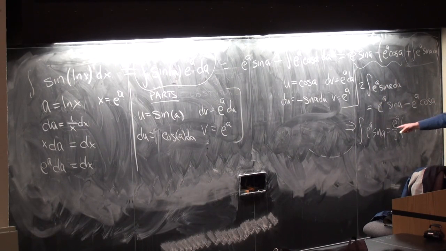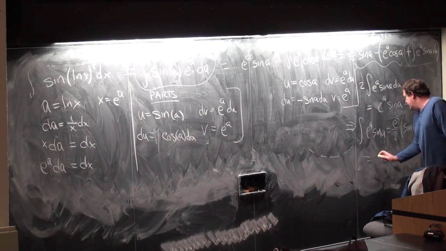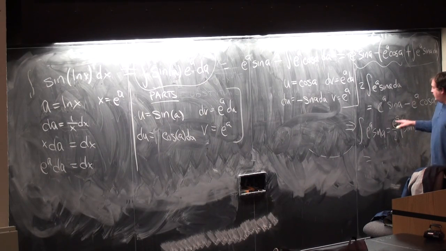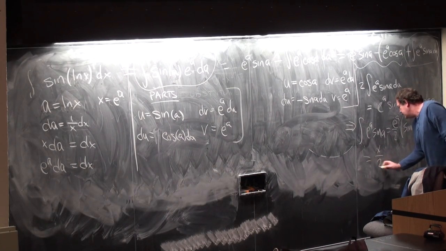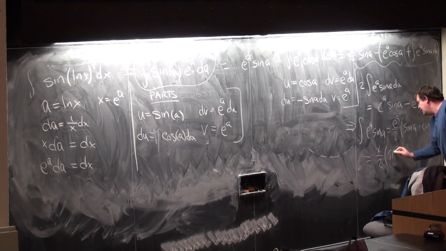And a is the log. So this is, well, e to the log of x is just x, so we get x times sine log of x minus cosine log of x, plus a constant.